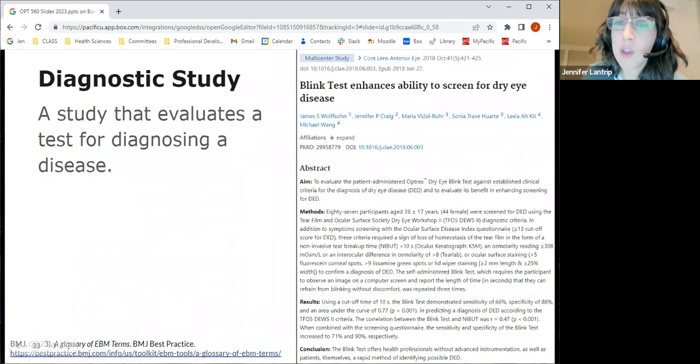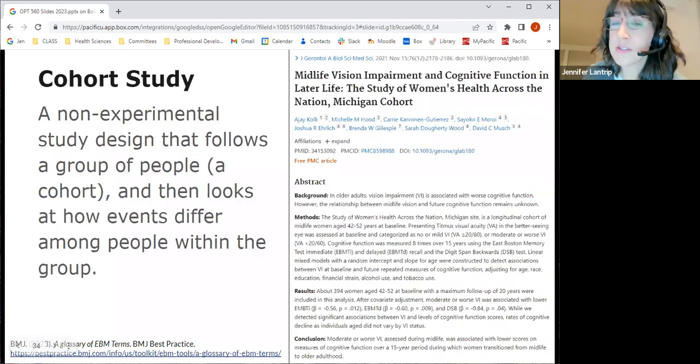Diagnostic studies evaluate a test for diagnosing a disease. Cohort studies are non-experimental study designs and follow a group of people, or a cohort, and then look at how events differ among people within the group. So they go from a point in time into the future.